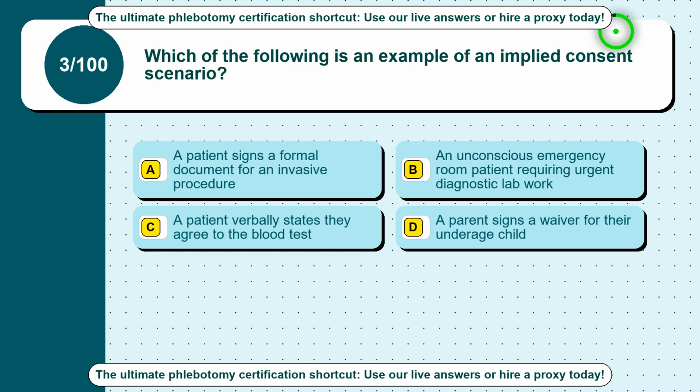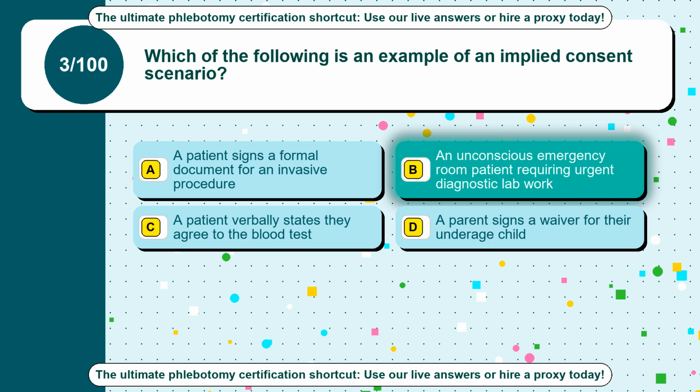Question 3. Which of the following is an example of an implied consent scenario? Option A, a patient signs a formal document for an invasive procedure. Option B, an unconscious emergency room patient requiring urgent diagnostic lab work. Option C, a patient verbally states they agree to the blood test. Option D, a parent signs a waiver for their underage child. The correct answer is option B, an unconscious emergency room patient requiring urgent diagnostic lab work.